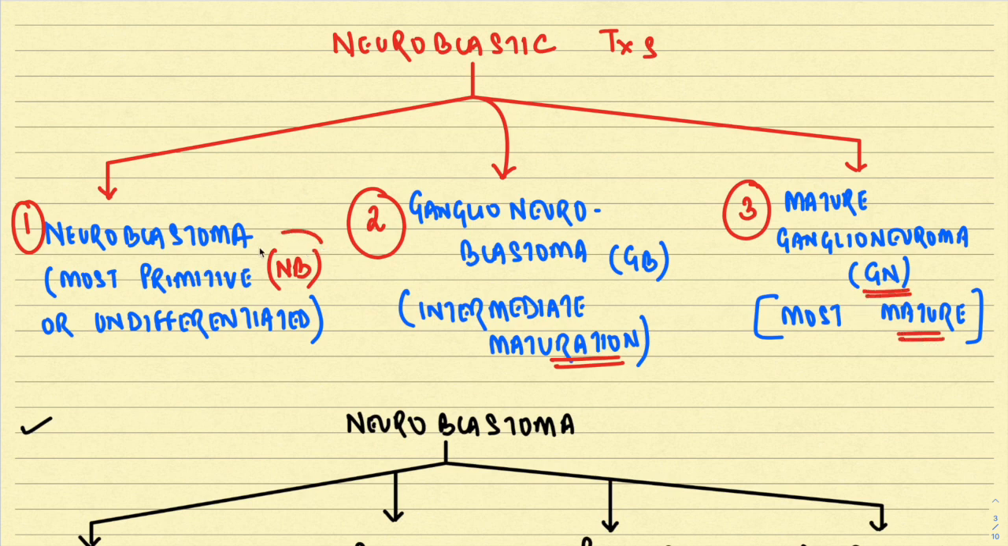Remember, from now on, NB stands for the most primitive form, that is the neuroblastoma. GB stands for ganglioneuroblastoma and GN stands for ganglioneuroma. So this one is the most undifferentiated and this one is the most mature form.